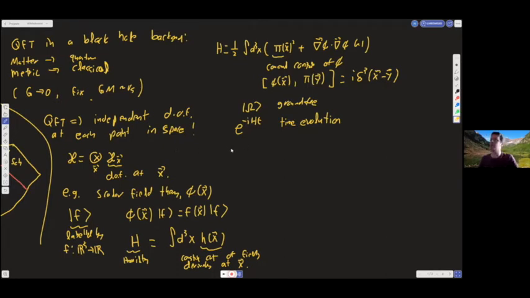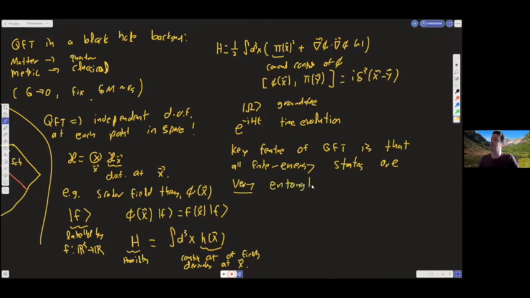So a key feature of QFT is that all finite energy states are very entangled. There are various ways to see this. One very simple way is the following.